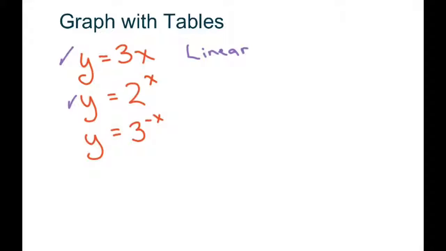It's just 3x. And this one is 2 to the x power. And this one has a negative exponent. So these two are exponential, and this one is linear.